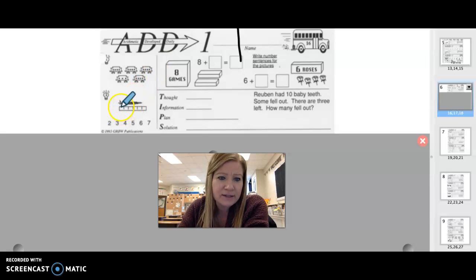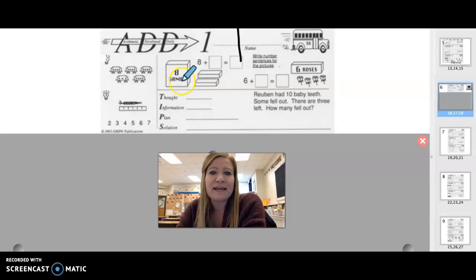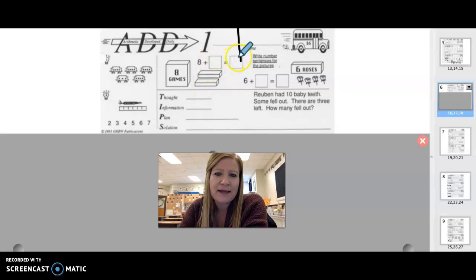Circle the correct answer. So you're going to measure it using these boxes and think, how long is it? So make sure you're measuring it. The next part, we have 8 games in this box, and then we're going to add how many more. So you're going to write the number of how many more we're adding, and how many is that total.